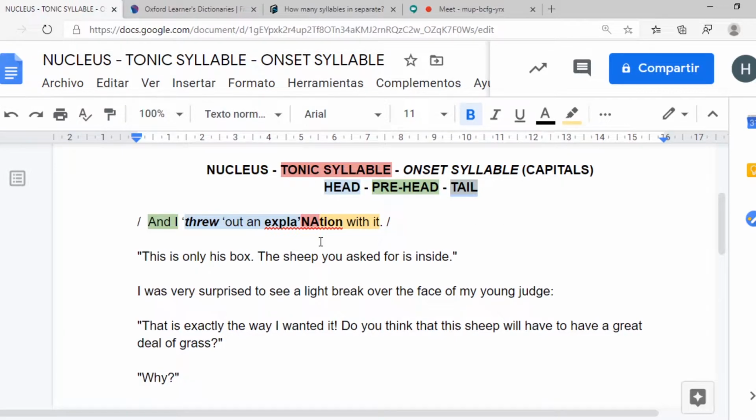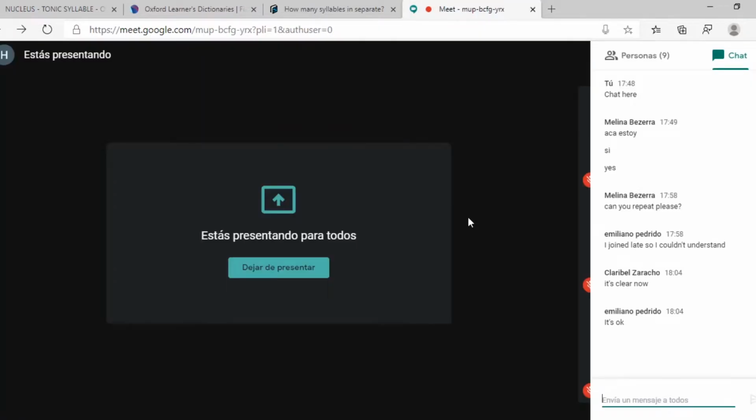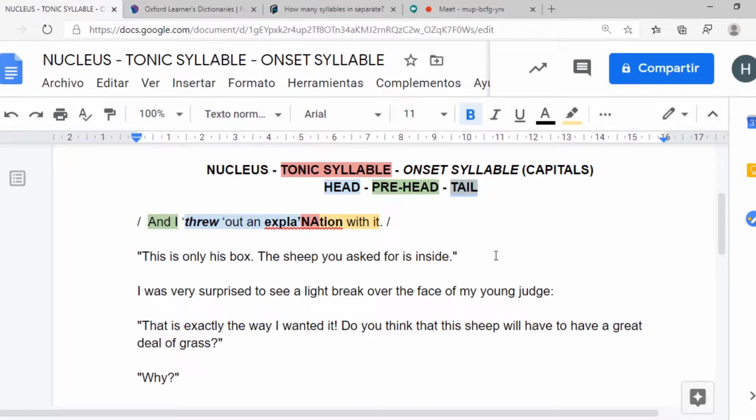So kind of clear. Okay, so remember, first the nucleus, within the nucleus the tonic syllable, before the tonic syllable prehead or head, and after the tonic syllable the tail. So let's have this part.